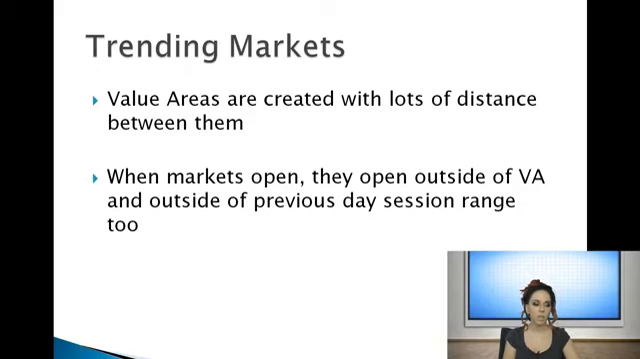Now, trending markets are characterized by value areas that have quite a lot of distance between them. So when something is trending, the market's open, and if the trend is still strong, the price will then open, like, this is your previous day's value, and then you would have another value that's getting created here, and so on and so on. So that is very obvious when the market is trending.